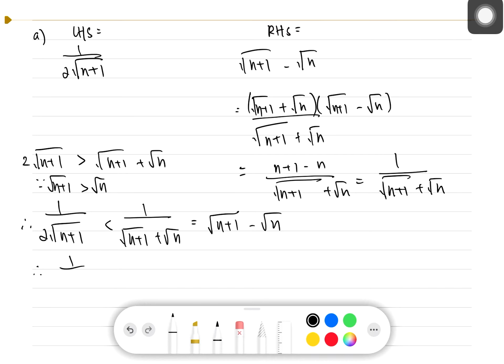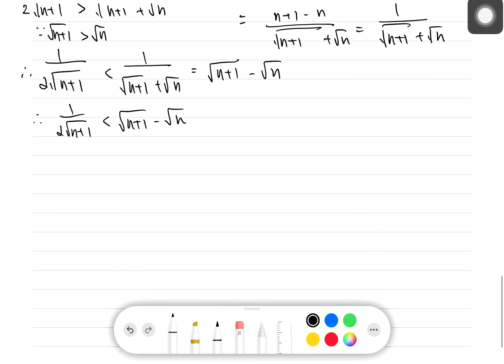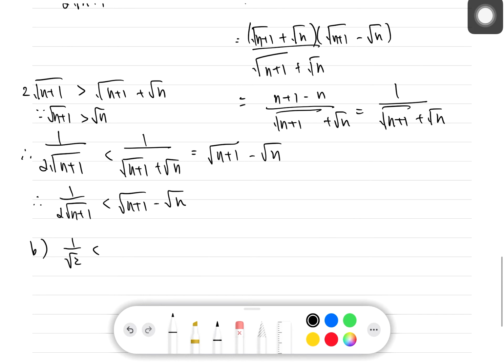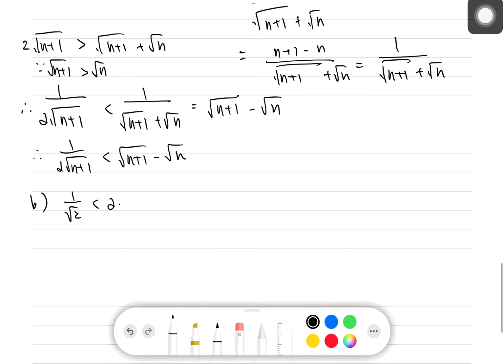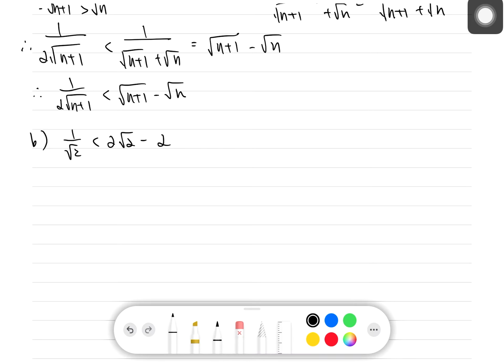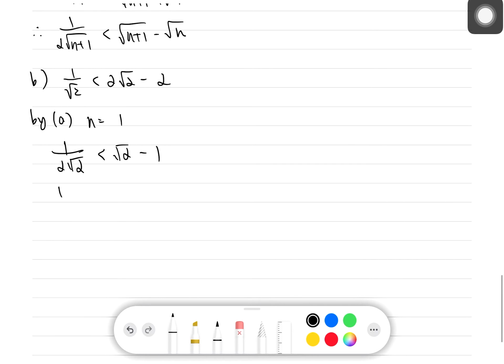Therefore, this is smaller than root n plus 1 minus root n. For our b part, we want to show that 1 over 2 root 2 is smaller than root 2 minus 1. So we could just apply part a. We apply n is 1. So we get that 1 over 2 root 2 is smaller than root 2 minus 1. So we could rearrange that into this.